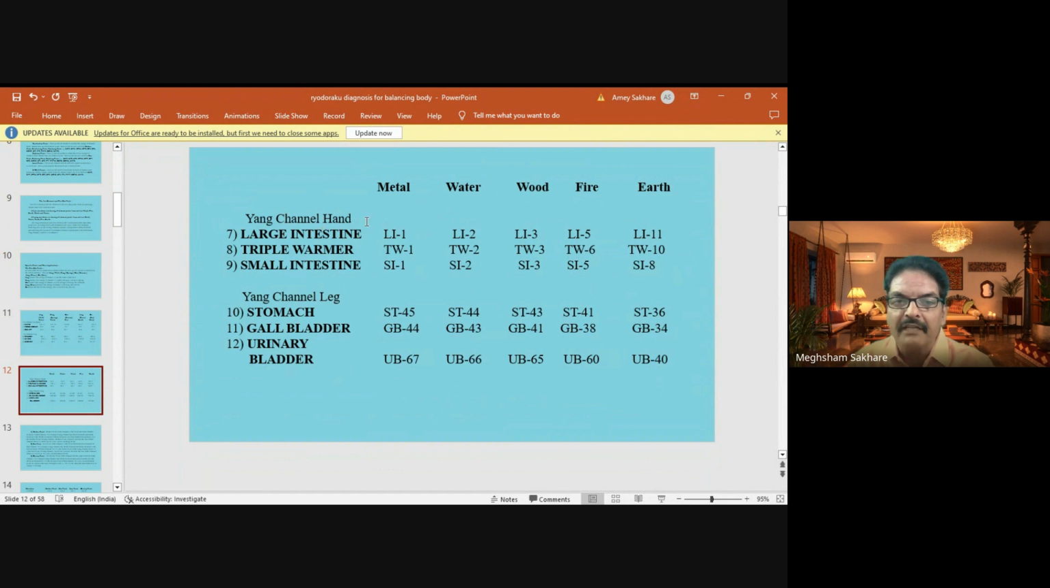Here, yang channel of the hand and yang channel of the leg. Here all Jing well points are metal element of the yang channel, and all He sea points are earth element of the yang channel.